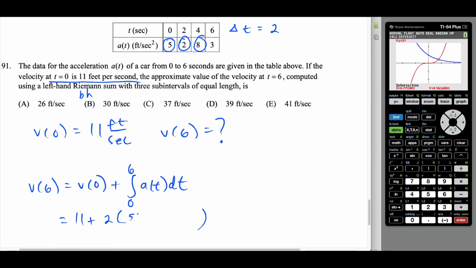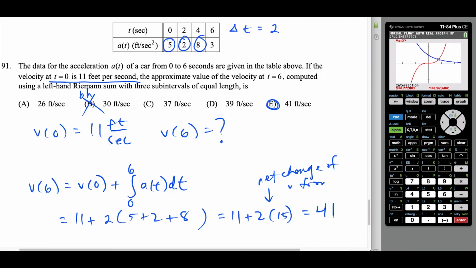So I just add these 3 values together. And this is going to be equal to 11 plus 2 times, and that's going to work out to 15. So this is going to be 30 plus 11, which is 41. Now, if you're not careful with this, a very common mistake here is people are going to choose choice B because they're going to forget to include the initial velocity. But just know the 30 represents the net change of velocity from t equals 0 to t equals 6. So it's very important, once again, that you consider the initial velocity.